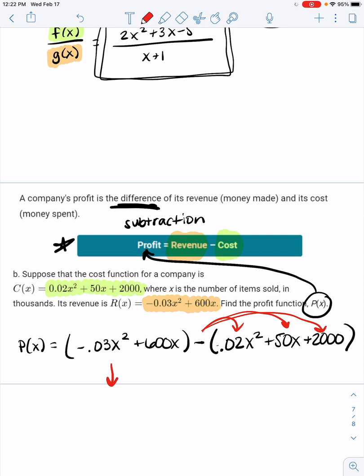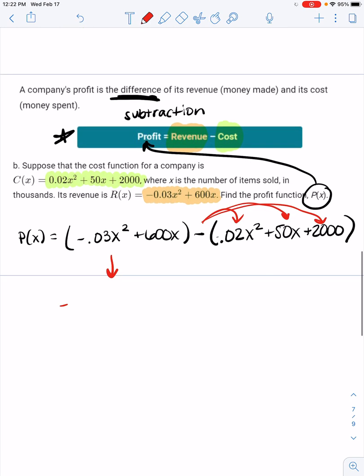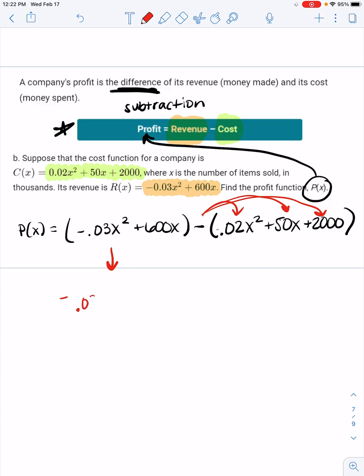So this just stays the same. I have negative 0.03x squared plus 600x minus, and then we're distributing a negative to all those, so all of those are going to become negative. Negative 0.02x squared, negative 50x, negative 2,000.